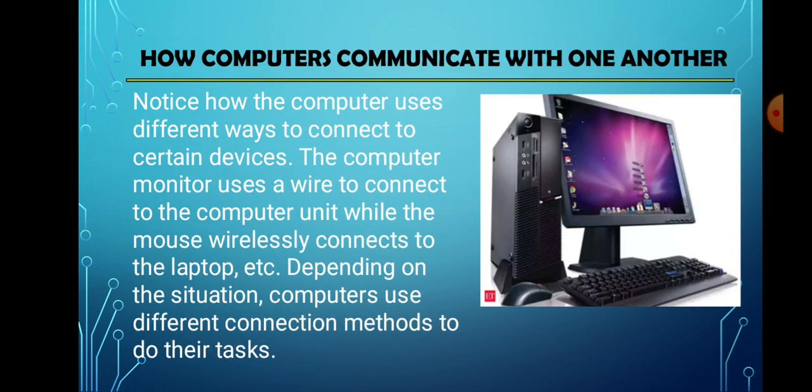How do computers communicate with one another? Notice how the computer uses different ways to connect to certain devices. The computer monitor uses a wire to connect to the computer unit, while the mouse wirelessly connects to the laptop, etc. Depending on the situation, computers use different connection methods for their tasks.